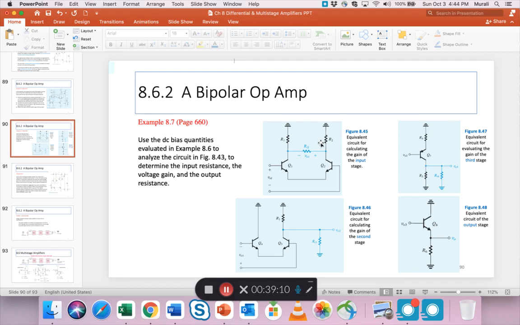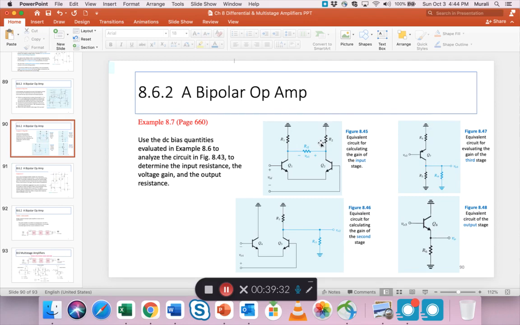Then the gain of the third stage is minus 6.42. It's not a big gain. And then the last stage has very little gain, roughly 1. And then he takes the product of all 4 to come up with 8513 as the overall gain.